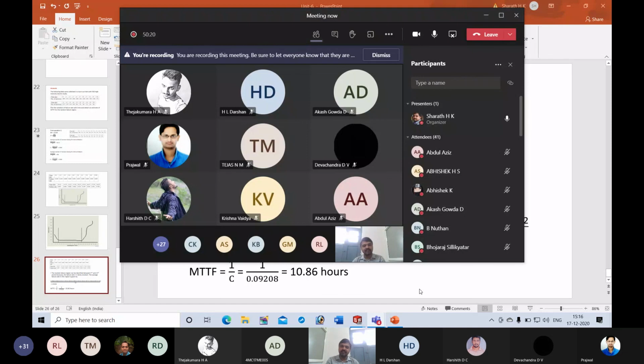They can fix any value less than this. If they fix more than this, the problem will be for the company. The reason is that the chances of bulbs failing after 10 hours is more. Then the image of the company may deteriorate, and the product may become unreliable. Because of that, based on these calculations, the company can fix the expected life of the product, and that should be fixed below this value.